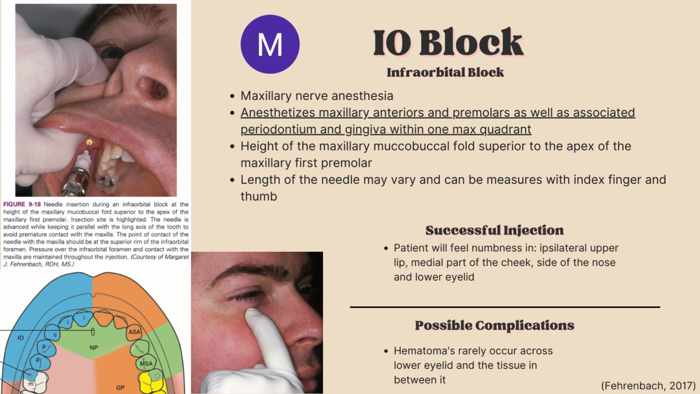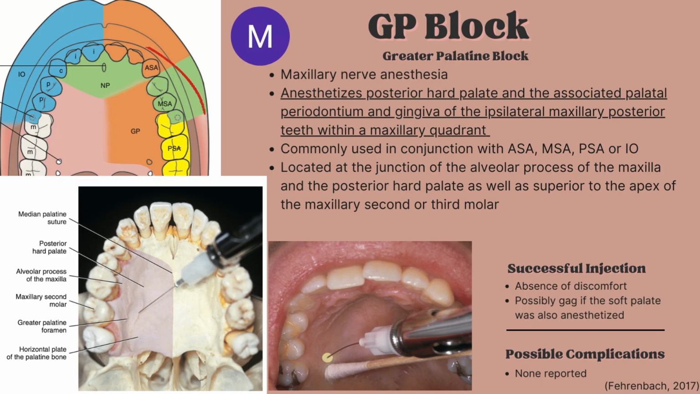Some indications of a successful injection: the patient will feel numbness in the ipsilateral upper lip, medial part of the cheek, side of the nose, and the lower eyelid. A possible complication is that hematomas rarely occur, but it will most likely show up right underneath the eye rim. Sorry, I didn't mean to say eyelid, I meant to say eye rim.